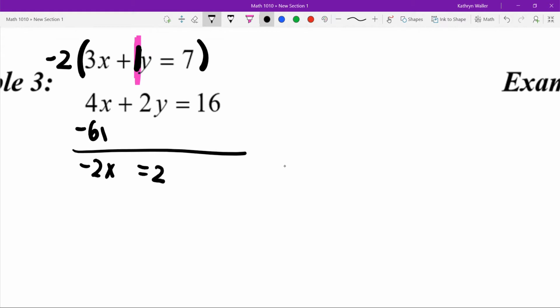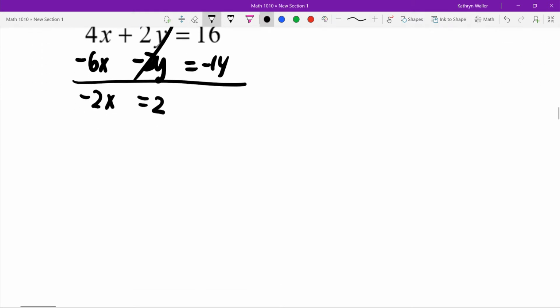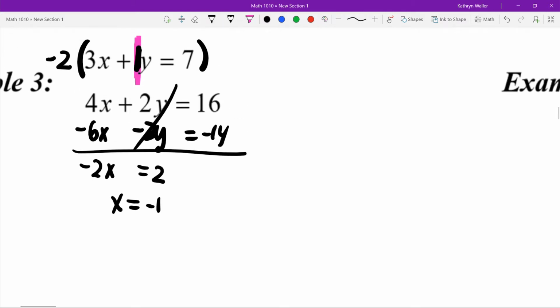So this would be negative 6x minus 2y equals negative 14. Now the y's go away. 4x minus 6x is a negative 2x equals positive 2. Now write with me. Divide by negative 2, and you get x equals negative 1. Okay, come over here, put a negative 1.